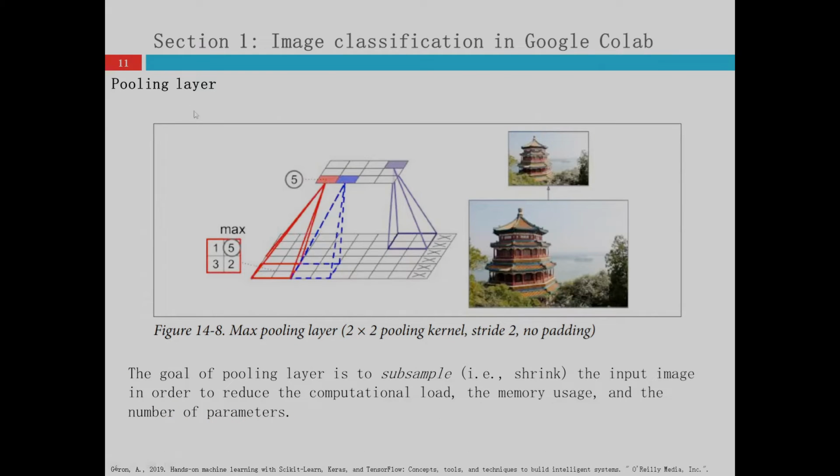For the pooling layer, this image is an example of a max pooling layer. How it works is you get the max number in the receptive field, put this number in your pooling layer, and move on to continue. The goal of the pooling layer is to subsample or shrink the input image in order to reduce the computational load, the memory usage, and the number of parameters.